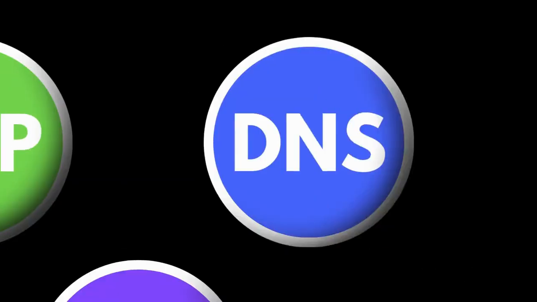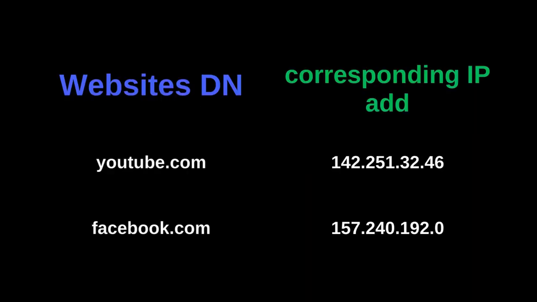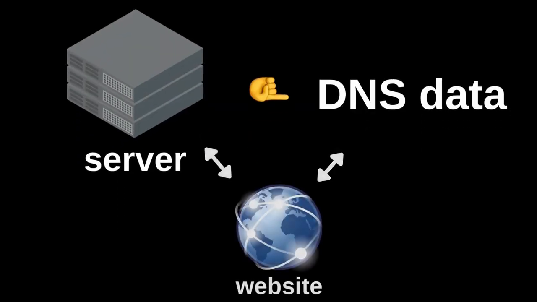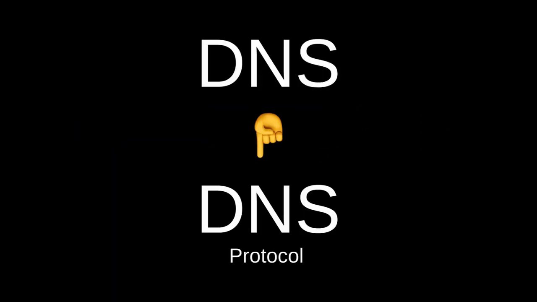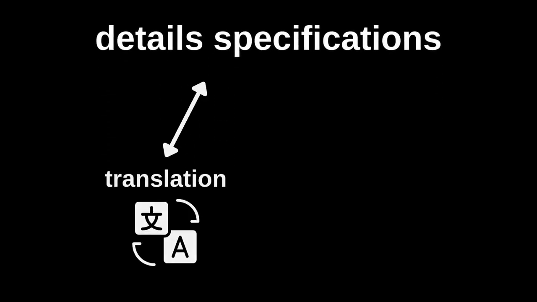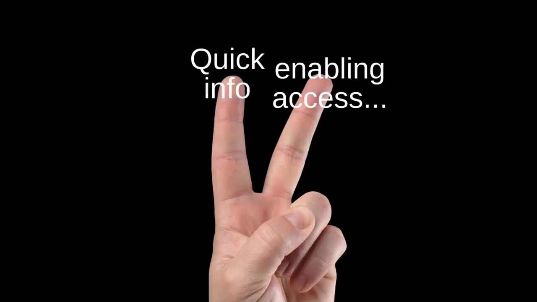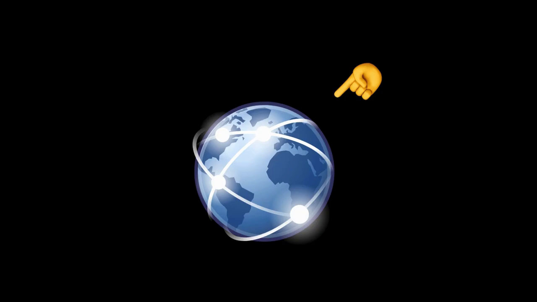a single AS. Domain Name System is a database that contains a website's domain name and corresponding IP address. It translates domain names into IP addresses, and servers can cache DNS data for website access. DNS also includes the DNS protocol, which details specifications for translation and communication. It is crucial for providing quick information and enabling access to remote hosts and resources across the internet.